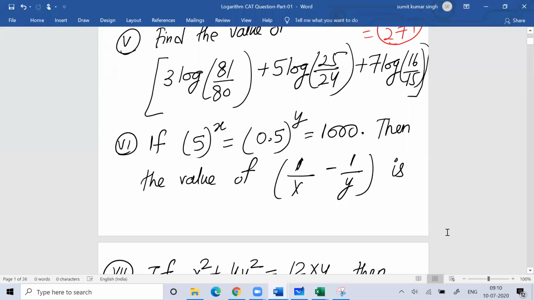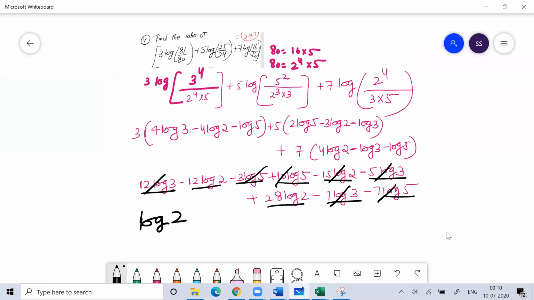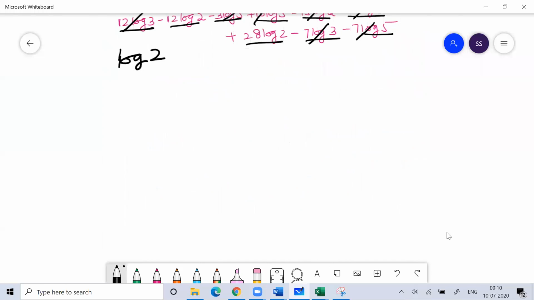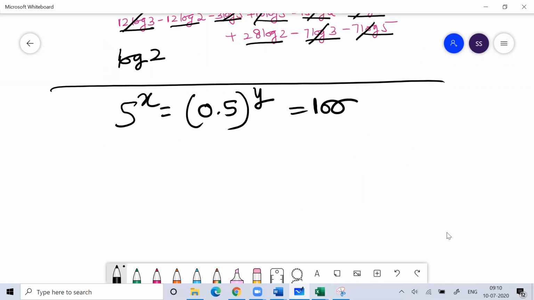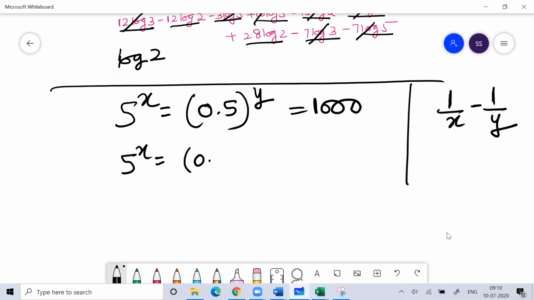You just see. 5 to the power x is equal to 0.5 to the power y is equal to 1000. They're asking us the value of 1 by x minus 1 by y. So I can write this as 5 to the power x, this is 0.5 to the power y, and 1000 I can write as 10 cube.